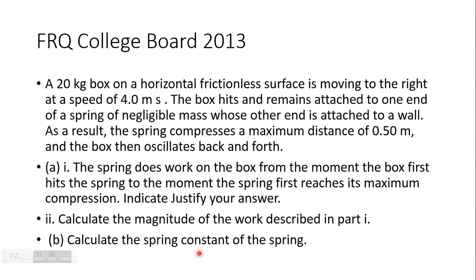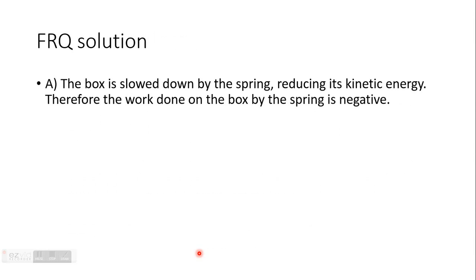So for A, it says the spring does work on the box, right? So the spring's going to be slowing the box down, right? The box has kinetic energy, and the spring is slowing the box down, so it's losing that energy. So if work equals the change in energy, and the change in energy is negative, then the work is negative. So we would say that the box is slowed down by the spring, reducing its kinetic energy. Therefore, the work done on the box by the spring is negative.